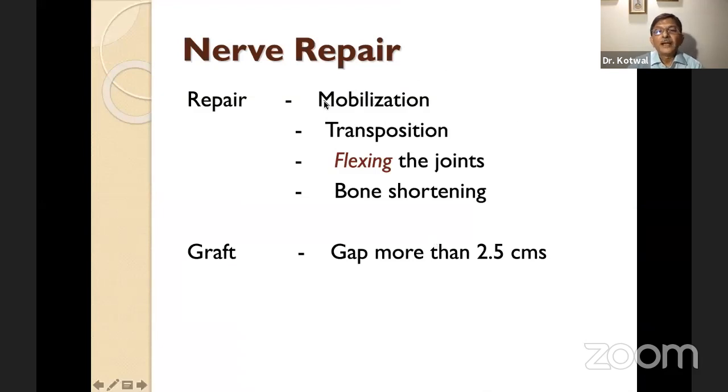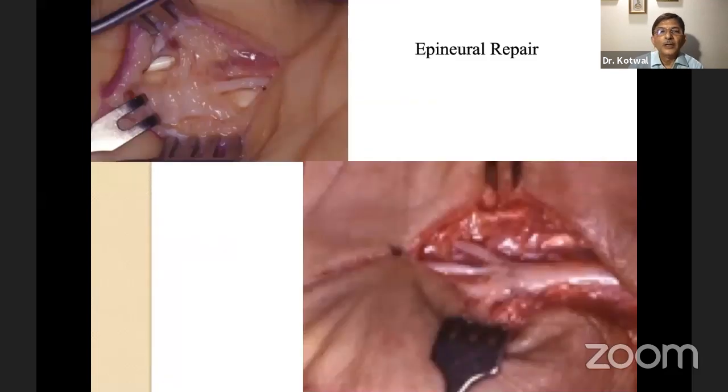The nerve repair can also be facilitated by mobilizing the nerve by doing transposition, as in case of ulnar nerve, when it is injured behind the elbow, you can bring it anteriorly, you can get more length, flexing the joints, doing bone shortening. And if the gap is more than 2.5 centimeters, never repair it, go ahead and do a graft. So here is an example of an epineural nerve repair.